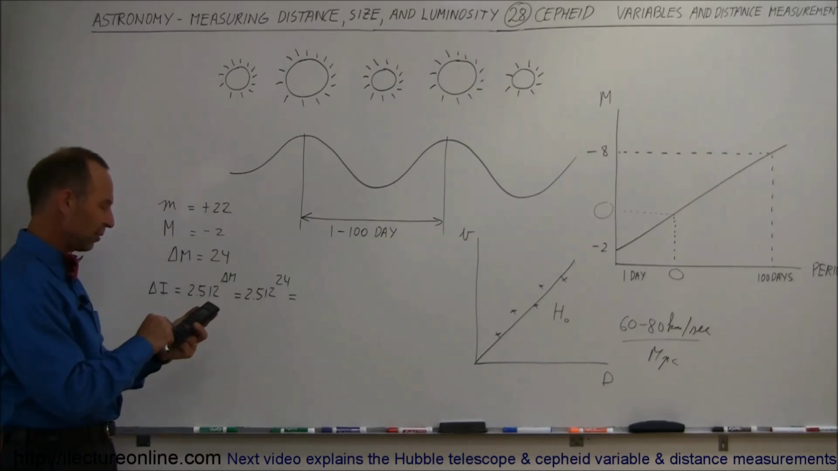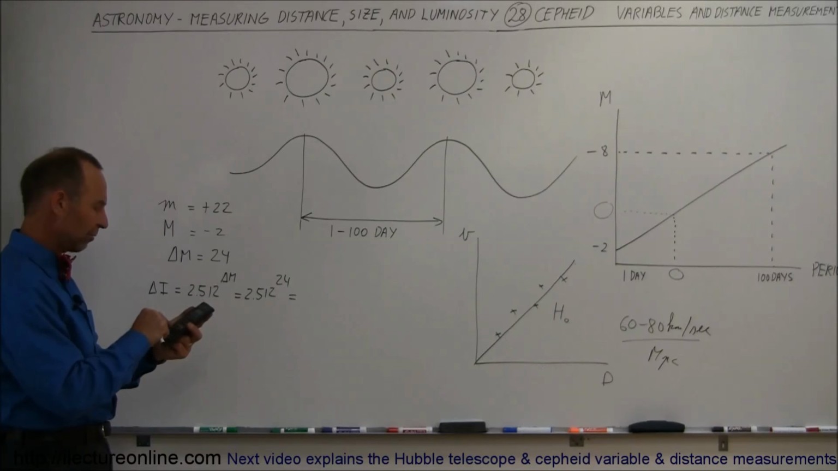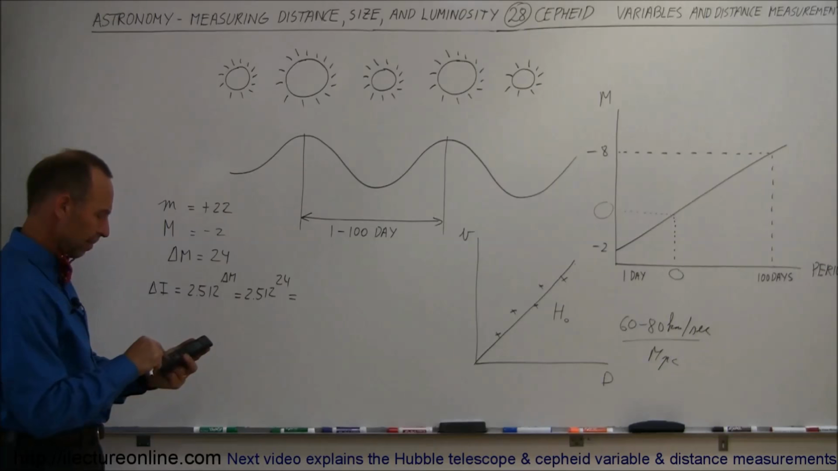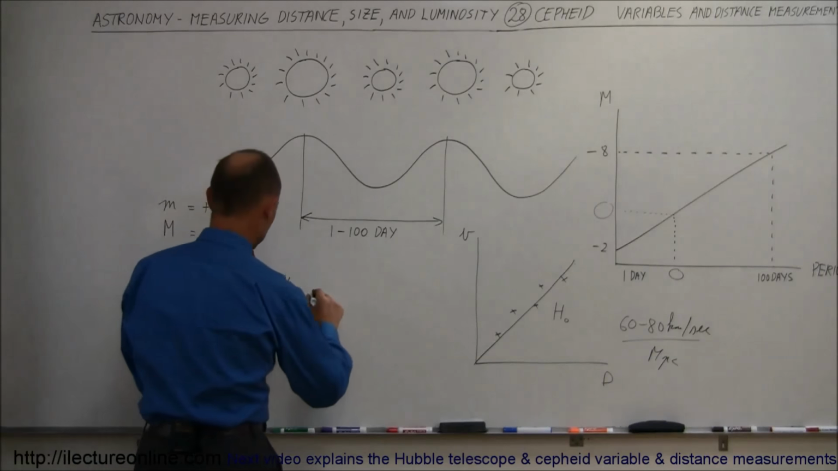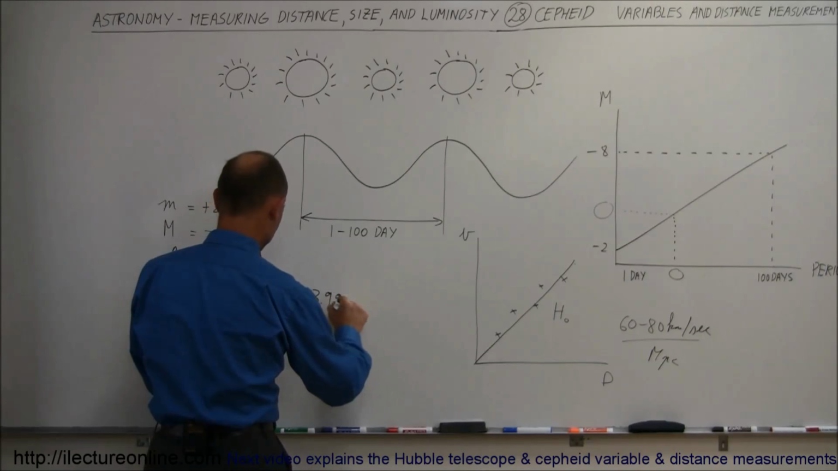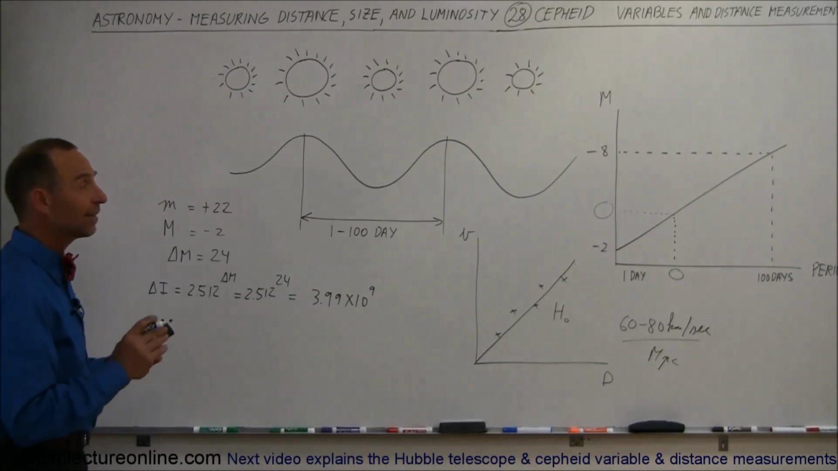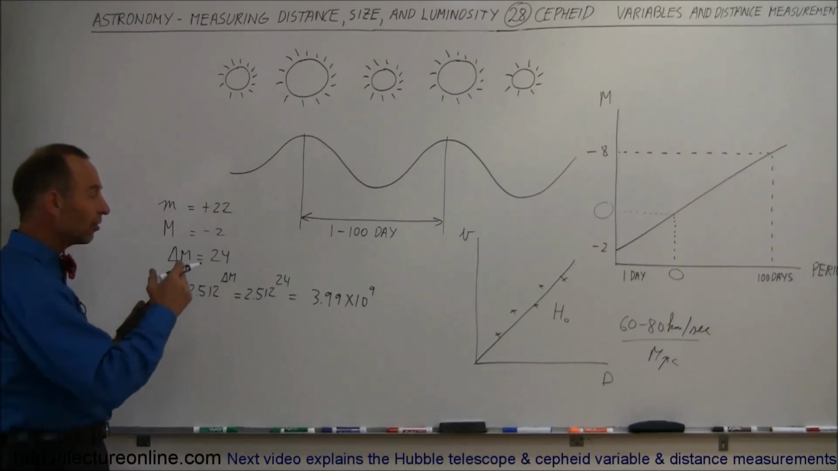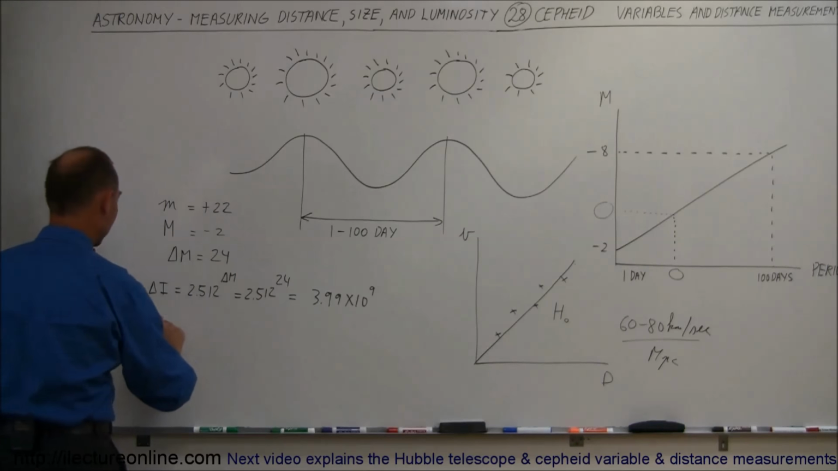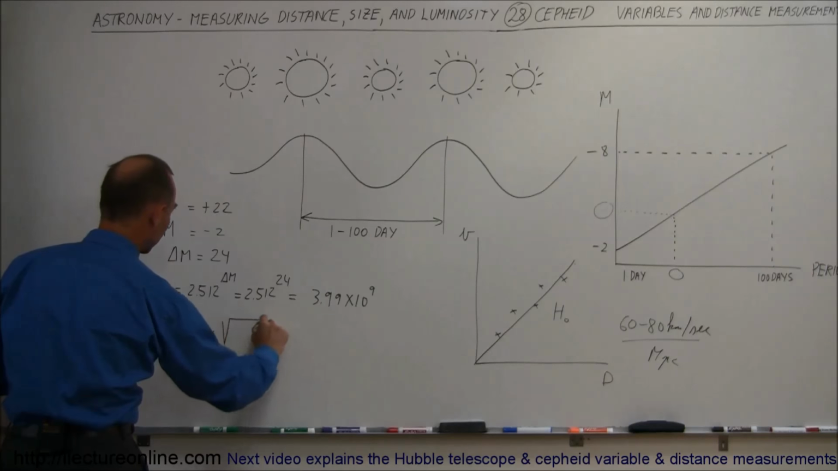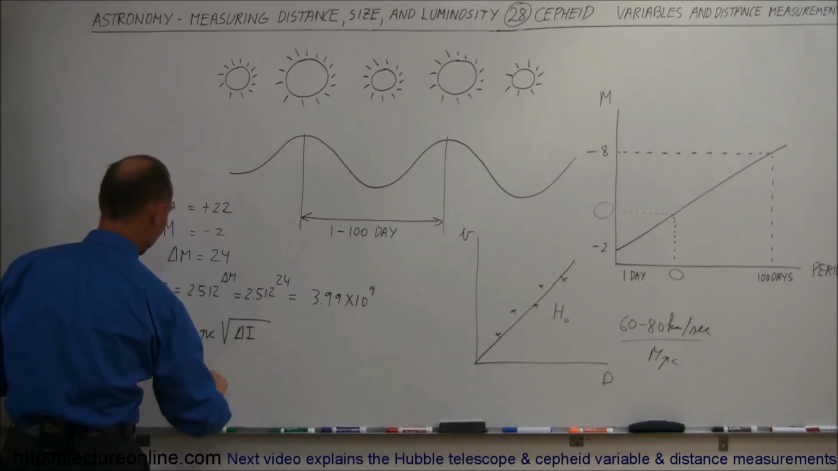That's 2.512 raised to the 24 power. That's equal to 3.99 times 10 to the 9th. Of course, then to find the farthest distance that we can see with a telescope like this, that means the distance is equal to 10 parsecs times the square root of the difference in the intensity.